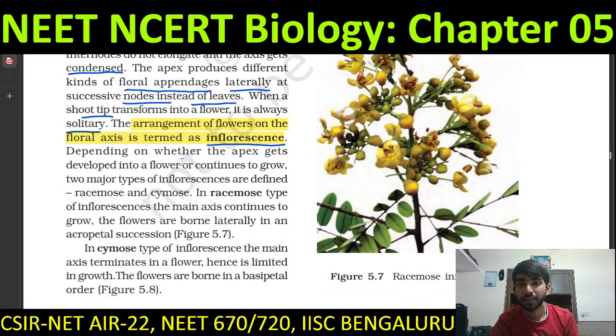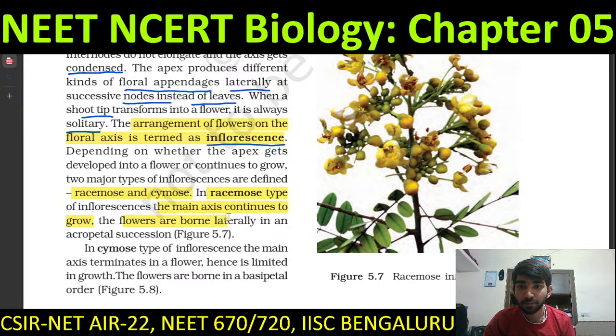Depending on whether the apex develops into a flower or continues to grow, two major types of inflorescence are defined. One is racemose and the other one is cymose. In the racemose type, the main axis continues to grow. You can remember this as the floral axis trying to race, continuing to grow as if it is racing somewhere. So the growth will continue, and it is called an indeterminate type of growth.